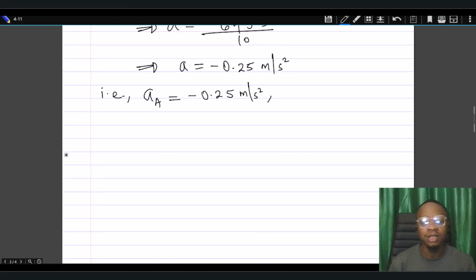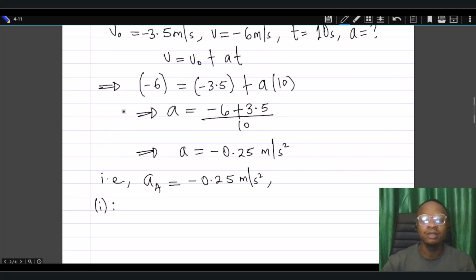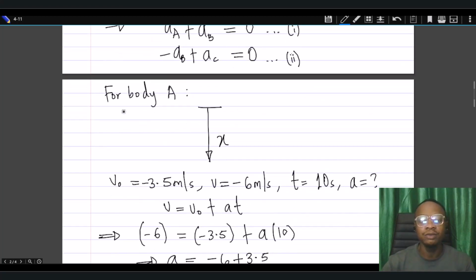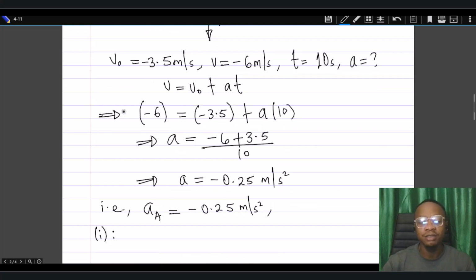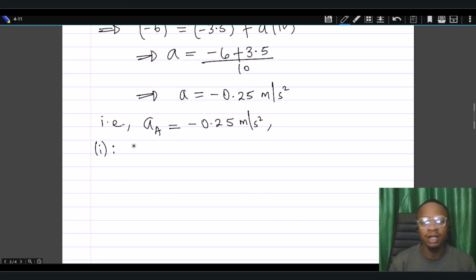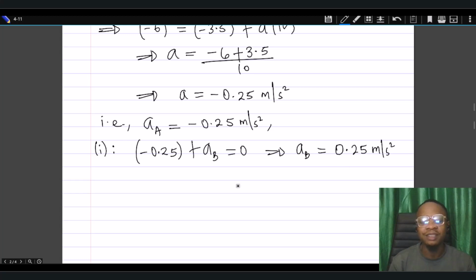So using equation 1, we know the acceleration of A plus the acceleration of B is equal to 0. So we can have that to be minus 0.25 plus acceleration of B equals 0. So by that, we see that the acceleration of B will be equal to 0.25. So that will be in meters per second squared. So we take note of that.